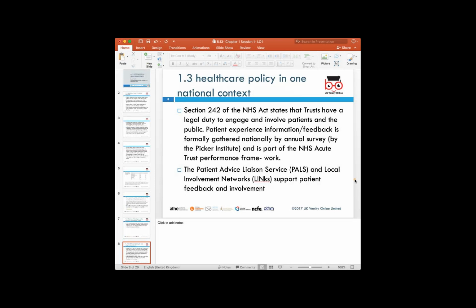Now, in terms of understanding how this works within our context, let's look at the UK in particular. Here, what we tend to understand is that there are some sections of the Act which were introduced. So, for example, the Healthcare Act in 2009, Section 242, for example, talks about how trusts have a legal duty to engage and involve patients and the public.